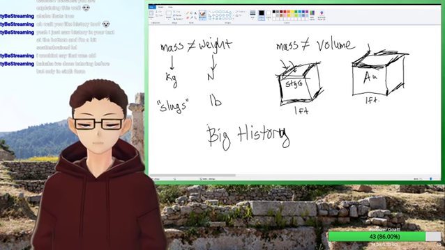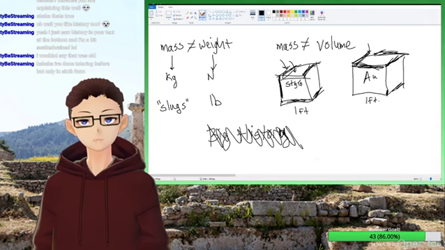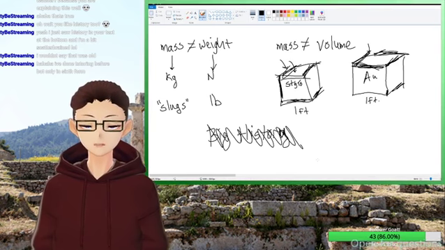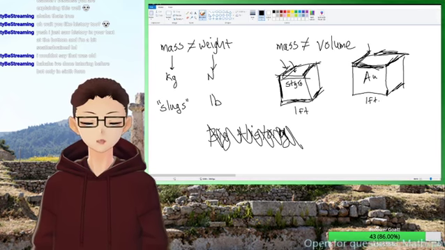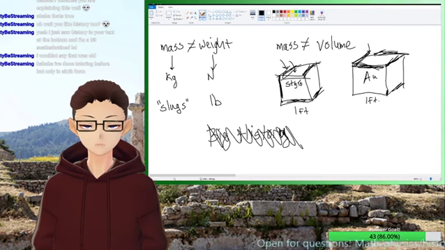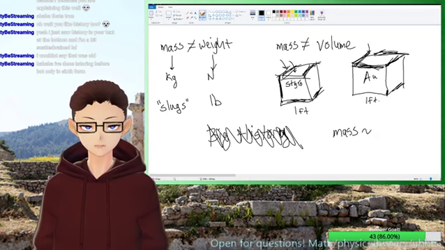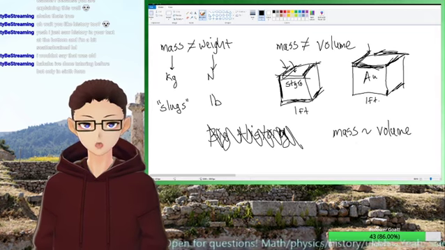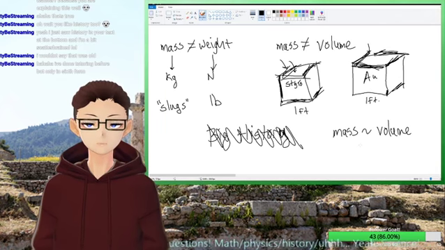Okay. So, we're not talking about big history, though, we're talking about mass. Because we're talking about gravity. Alright, so, mass is not the same as weight. Mass is also not the same as volume. However, if we're dealing with the same type of material, then the mass of your material would be proportional to the volume of that material. Meaning, the more of that material you have, the more mass you have.